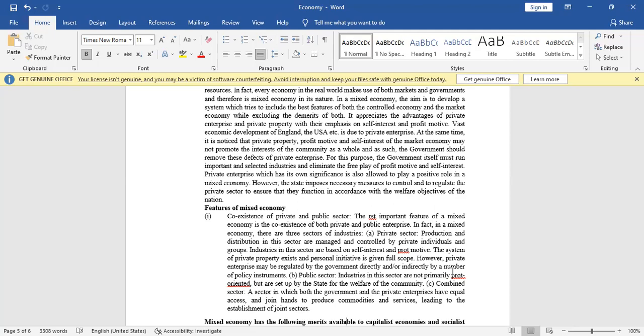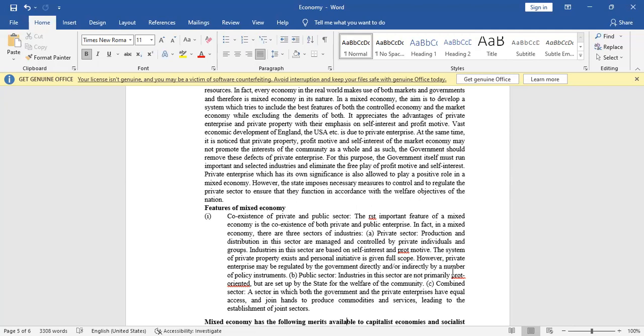So this is called the PPP model, private public partnership, isn't it? Combined sector is a sector in which both government and private enterprises have equal access and join hands to produce commodities and services, leading to the establishment of a joint sector.